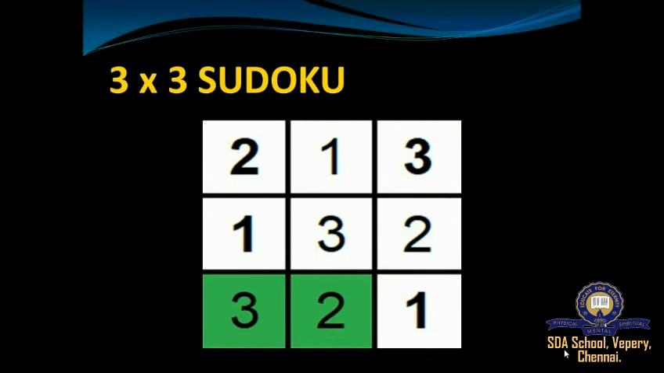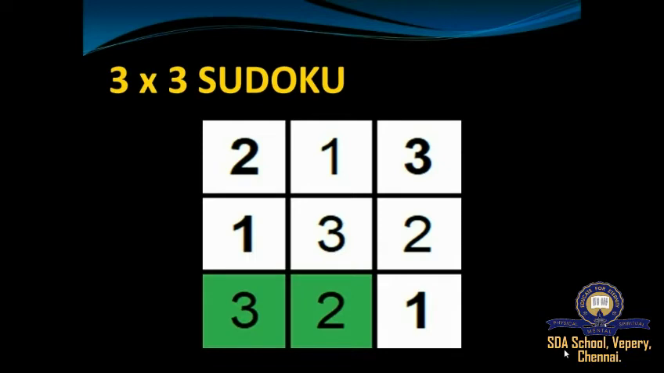Now we'll see 3 cross 3 Sudoku. In 3x3 Sudoku, you can use only the numbers from 1 to 3. For example, in 4x4 Sudoku, you can only use the numbers from 1 to 4. So this is 3x3 Sudoku, and you are supposed to fill the numbers in the grid. The numbers must not be repeated in the rows and columns. Can you see? Let us take the first horizontal row.